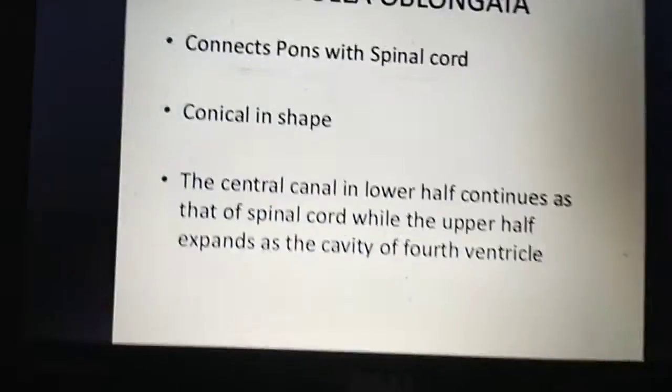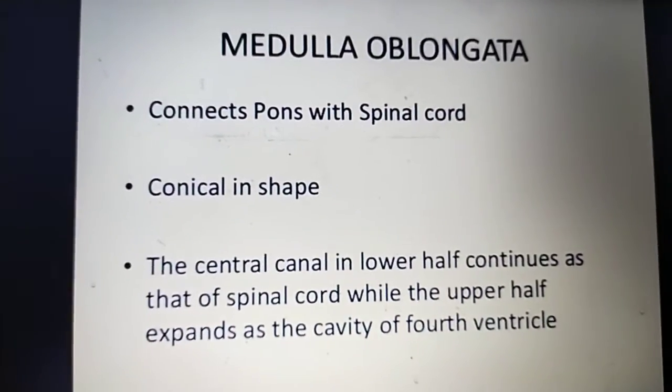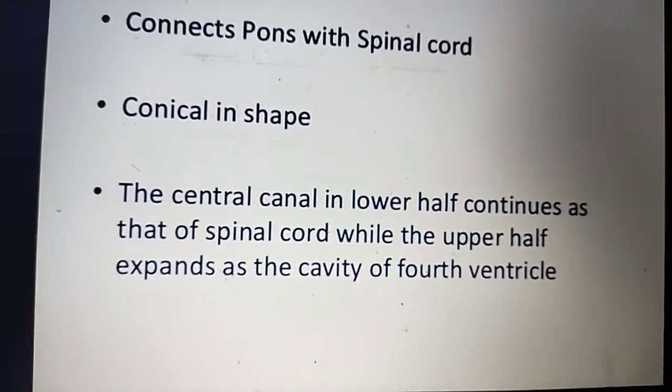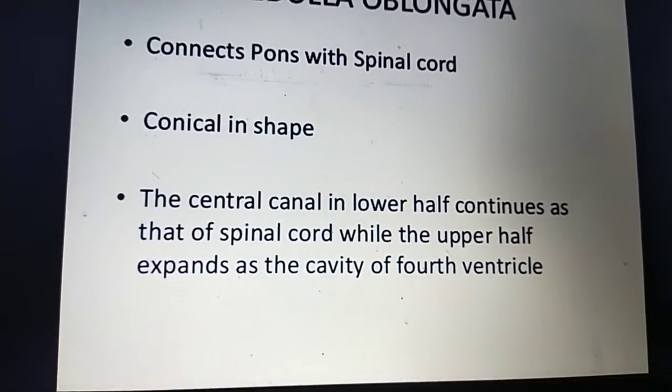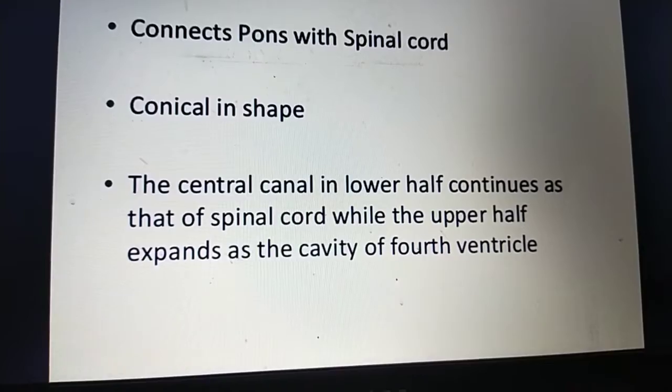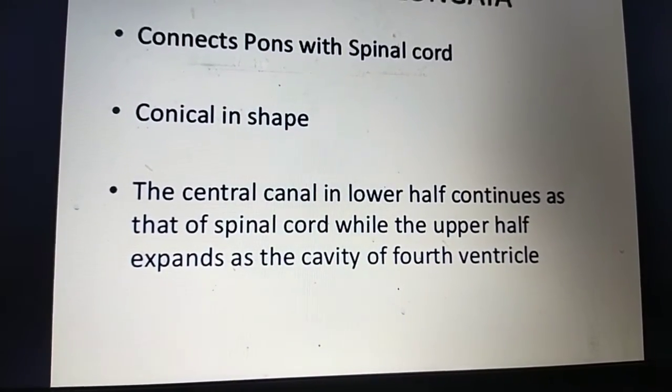Can go for the next slide. Medulla oblongata connects the pons with the spinal cord. It is conical in shape. The central canal in the lower half continues as that of the spinal cord, while the upper half expands as the cavity of the fourth ventricle.